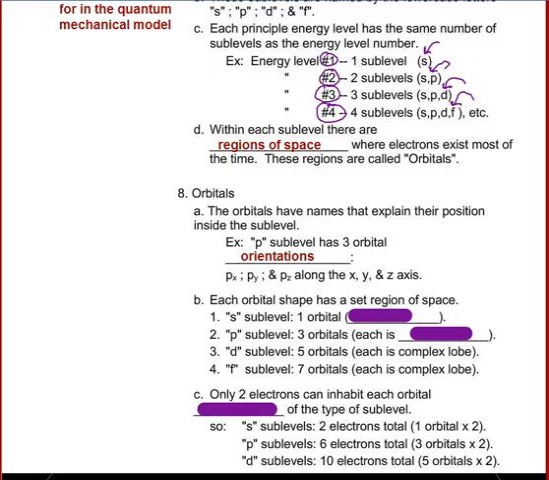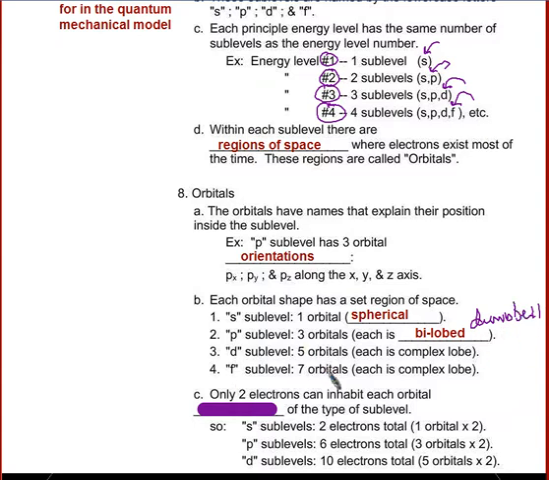Each orbital shape has its own set region of space, where the first orbital is spherical. The P sublevel, each one is bilobed, or dumbbell. We'll call it a dumbbell. Okay, this is not an insult for anybody. It is just what these things are called.